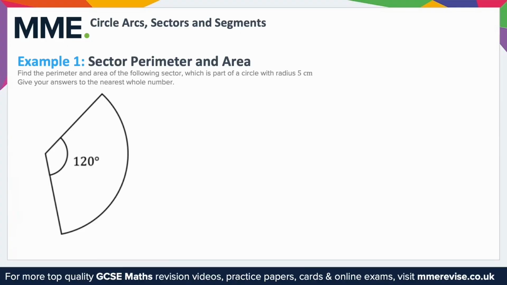Example 1, sector, perimeter and area. Find the perimeter and area of the following sector, which is part of a circle with radius 5 centimetres. Give your answers to the nearest whole number. So let's work out the area first of all.